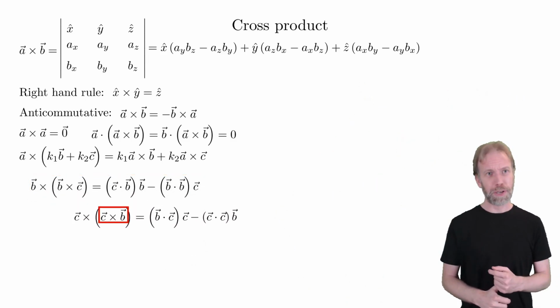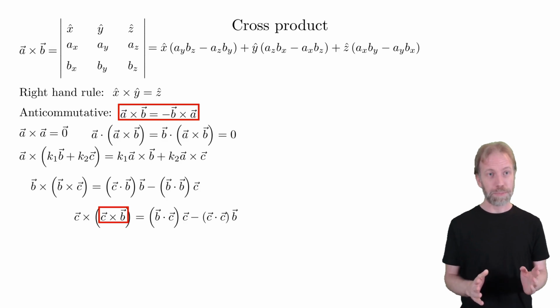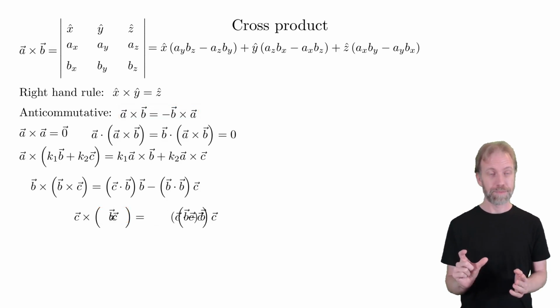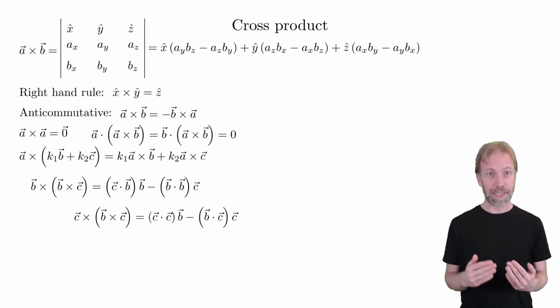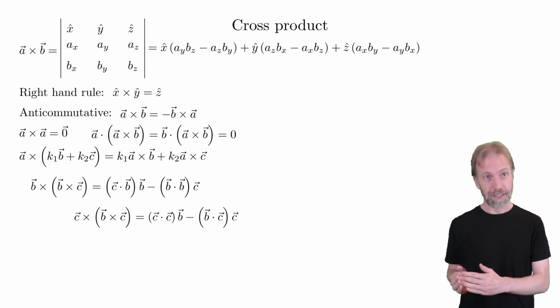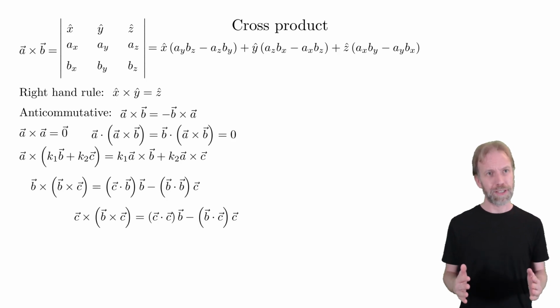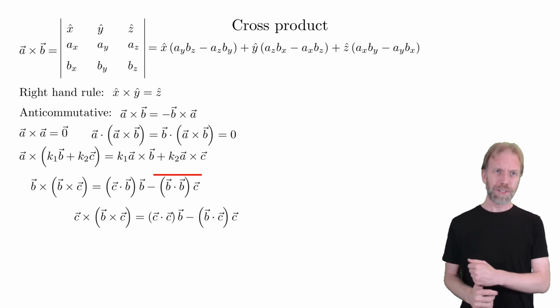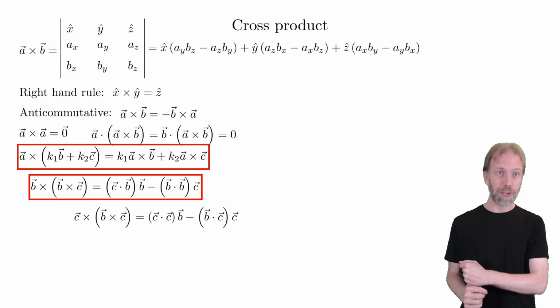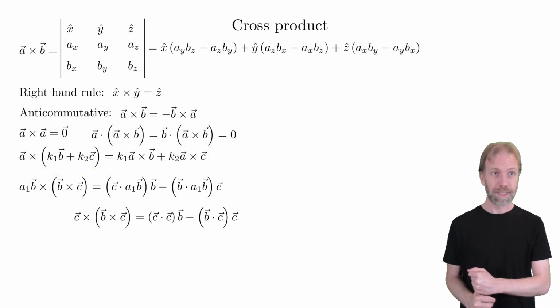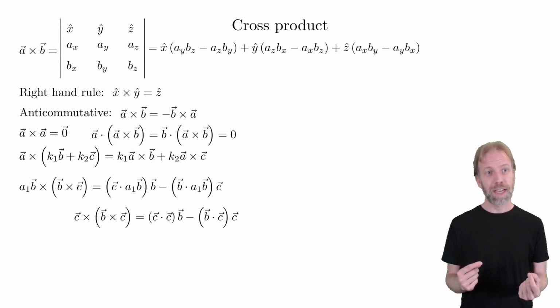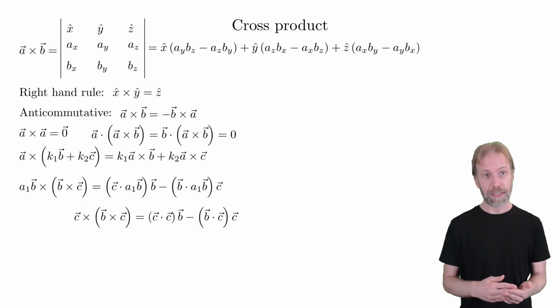Use that the cross product is anti-commutative and swap the order of b and c. Now we have expressions for b cross c and c cross c, but we want to make it more general. Use that the cross product is linear and multiply with an arbitrary constant a1. As a1 is arbitrary, we now have an expression for the cross product of any vector parallel to b with the b cross c.